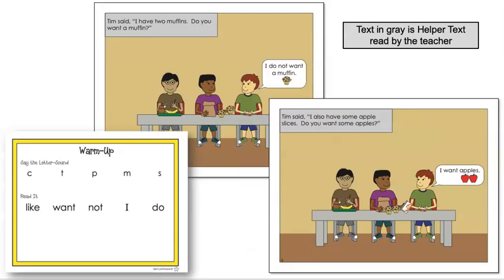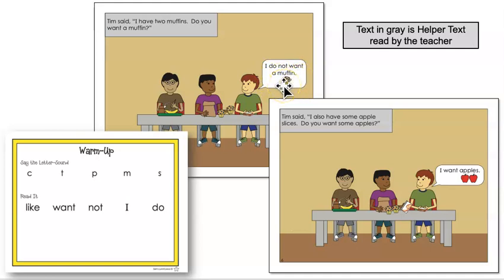If they don't know any of those words, if they're all brand new, then we're going to use an echo read. So let me show you our level 1 book. We have the gray helper text that's read by the teacher. So the teacher would say, Tim said, I have 2 muffins. Do you want a muffin? And then the student would read the part in white that's Sam talking. So Sam is going to say, I do not want a muffin.